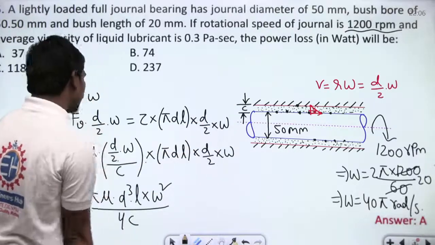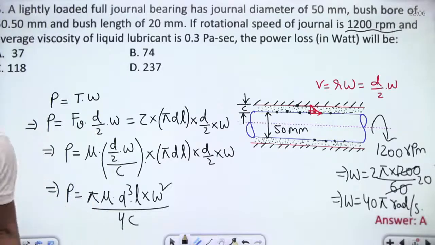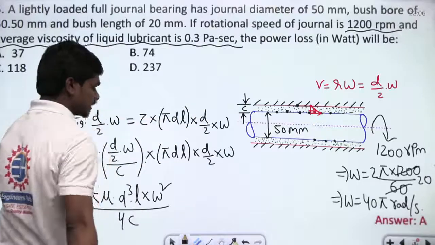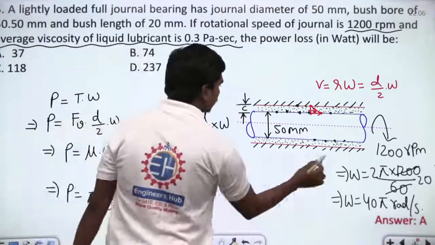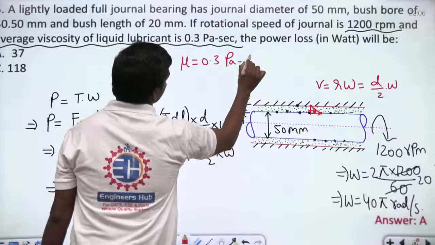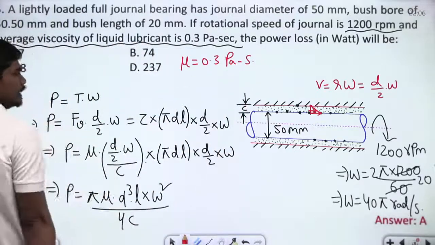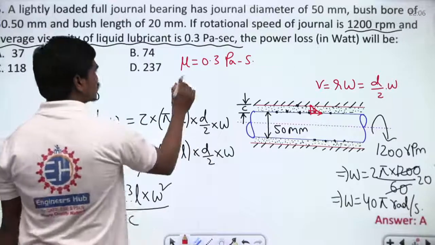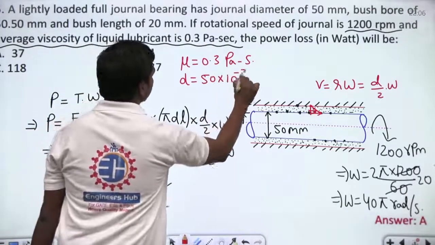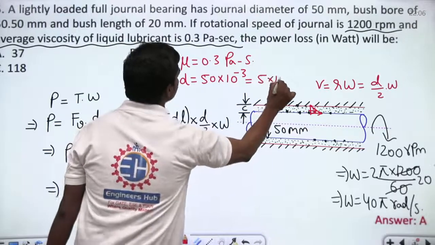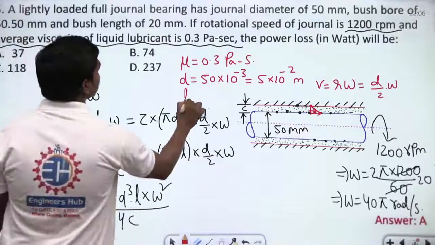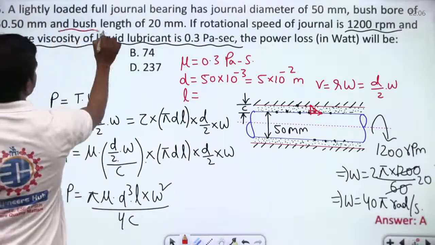Now let us identify the values. Pi is a constant anyhow. What is the value of mu? It's given that the average viscosity of the liquid lubricant is 0.3 Pascal second. So mu is equal to 0.3 Pascal second. What about d? Diameter of the shaft is given as 50 mm. If you convert to meters, 50 into 10 to the power minus 3, which is equal to 5 into 10 to the power minus 2 meters. This is known. Then what about the length of the journal? The bush length is also given, 20 mm.